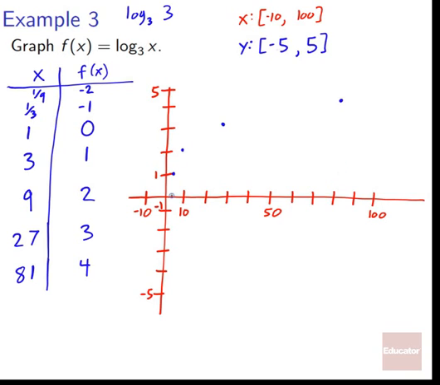At 1, we are at 0. So we're really, really close to that y-axis already. At 1/3, so now we're getting pretty darn close. We're at negative 1. At 1/9, we're practically on top of it, but we'll never actually be on top of it. We'll just get really, really close. And we can see that this pattern is going to continue. 1/27, negative 3. 1 divided by 81, negative 4.